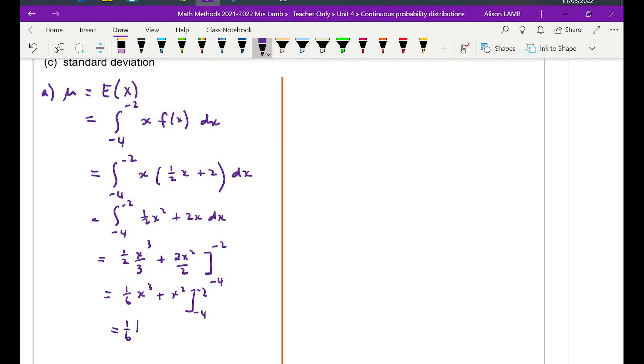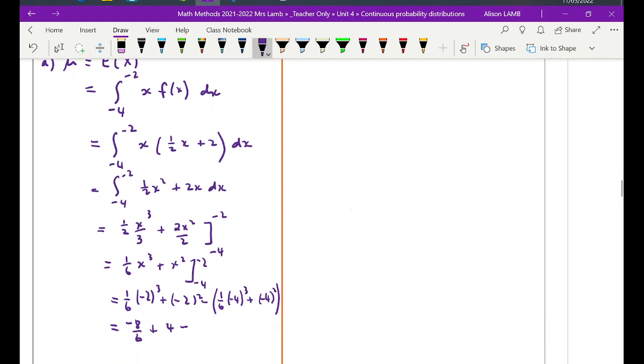So 1/6 of -2 cubed plus -2 squared, and we have to take away, putting -4 in there, 1/6 of -4 cubed plus -4 squared. So we've ended up with 1/6 of -8, or -8/6, plus -2 squared, which is just 4.